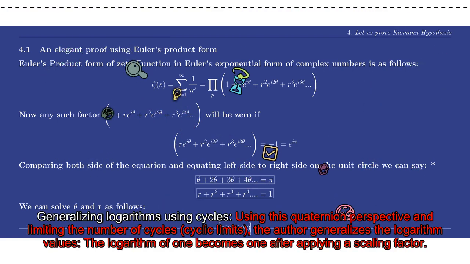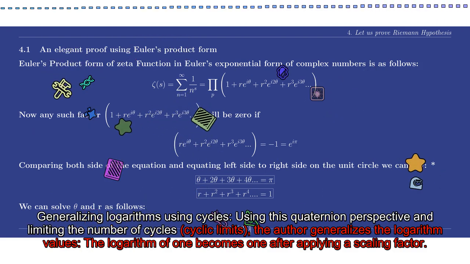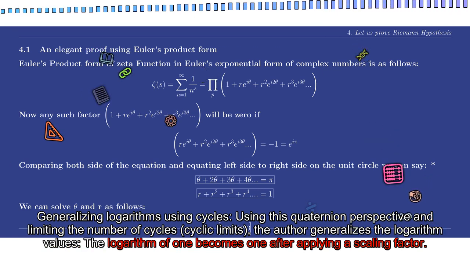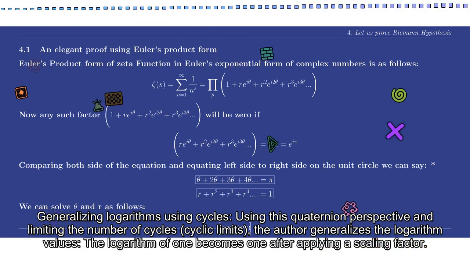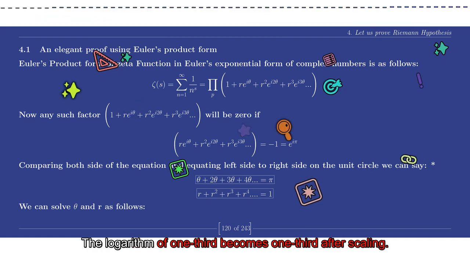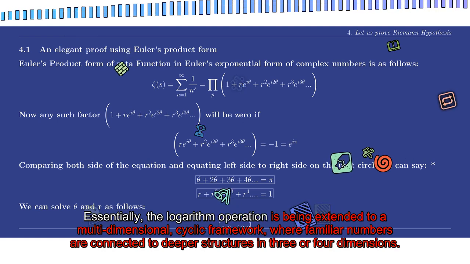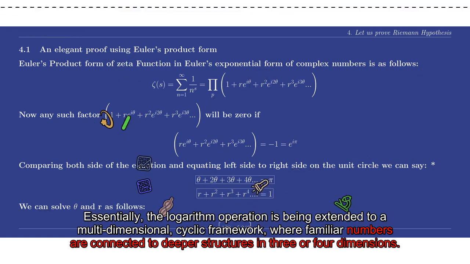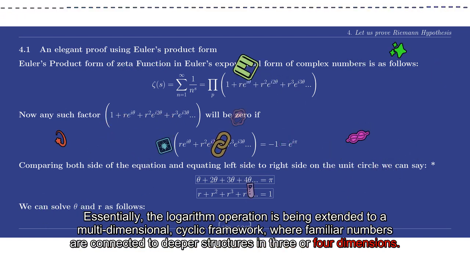Generalizing logarithms using cycles. Using this quaternion perspective and limiting the number of cycles, cyclic limits, the author generalizes the logarithm values. The logarithm of 1 becomes 1 after applying the scaling factor. The logarithm of 1/2 becomes 1/2 after scaling. The logarithm of 1/3 becomes 1/3 after scaling. Essentially, the logarithm operation is being extended to a multidimensional cyclic framework where familiar numbers are connected to deeper structures in 3 or 4 dimensions.